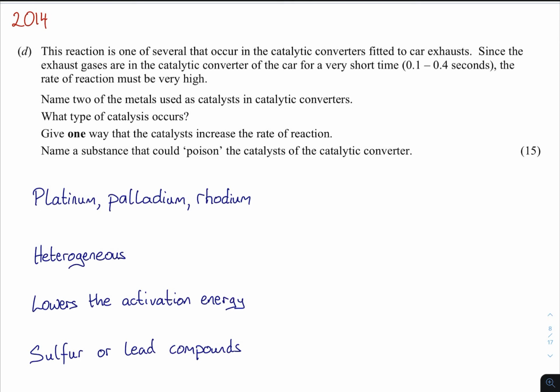What type of catalysis occurs here? It is heterogeneous. Okay, because you have gaseous molecules attaching, adsorbing onto the solid catalyst. So 2 different phases going on there. Give one way in which a catalyst increases the rate of reaction. Well, the only way that you should know for how catalysts work is that they lower the activation energy. Lowering the activation energy means that the molecules, when they collide, are more likely to form a product.